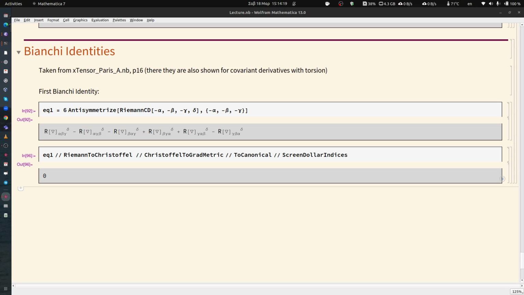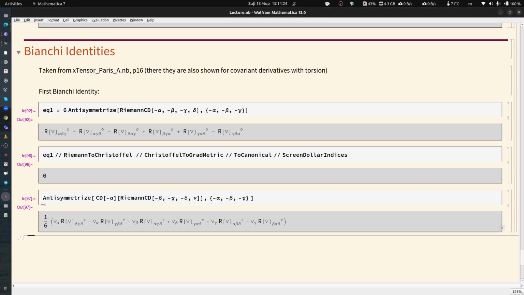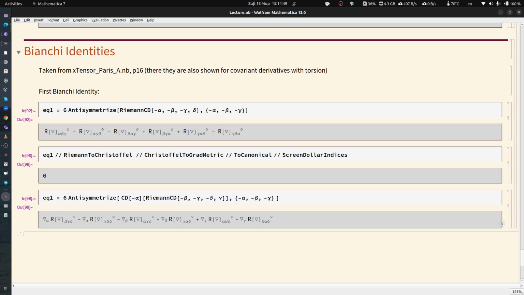Now let's consider the second Bianchi identity. The second Bianchi identity takes the covariant derivative of the Riemann tensor and antisymmetrizes with respect to the first three indices of the expression, one involving the derivative and the first two ones from the Riemann tensor. So again, we multiply by 6, call this equation 1.